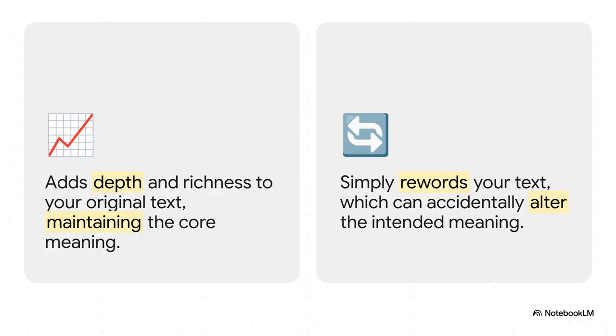Now, this is a really important distinction. This is not just a paraphraser. A paraphraser just rewords your text, and honestly, it can sometimes mess with your original meaning. A content expander is totally different. It adds depth and richness, building on your idea without changing its heart. So think of it as amplification, not alteration.